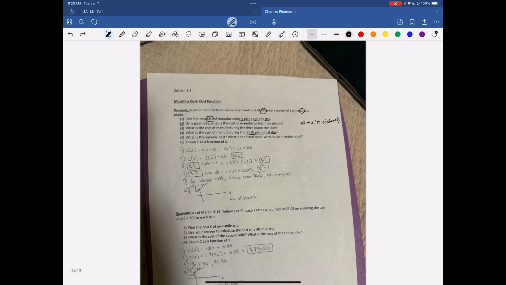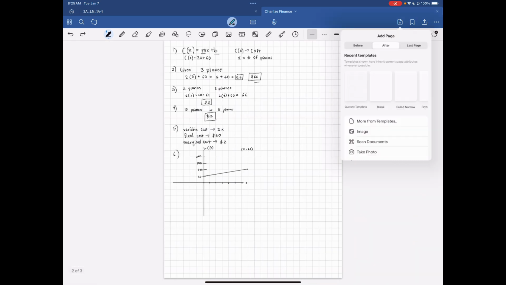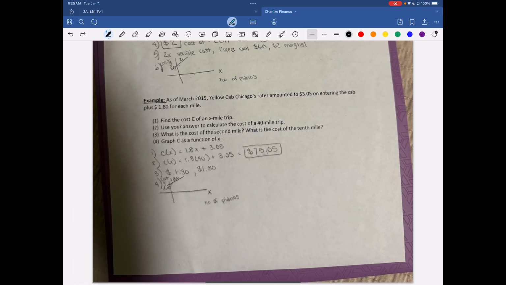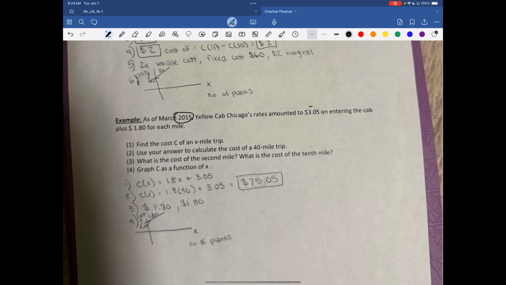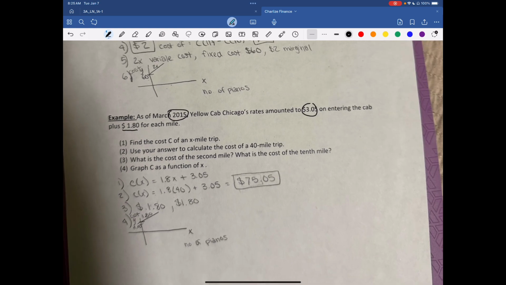Okay, so that's the first question. The second question is: as of March 2015, Yellow Cab Chicago's rates amounted to $3.05 on entering the cab plus $1.80 for each mile.